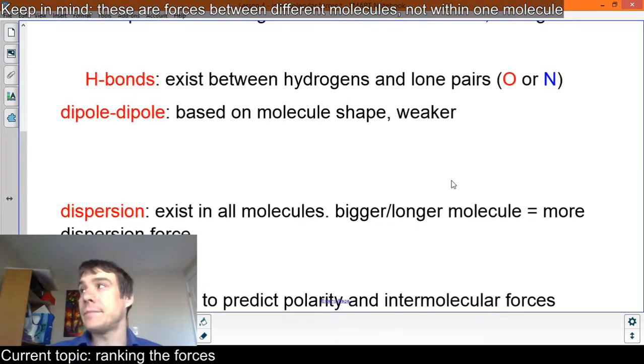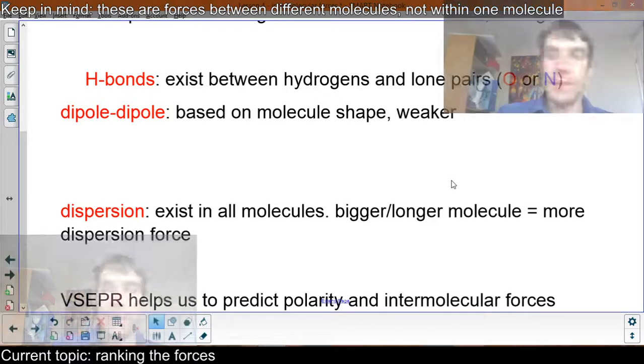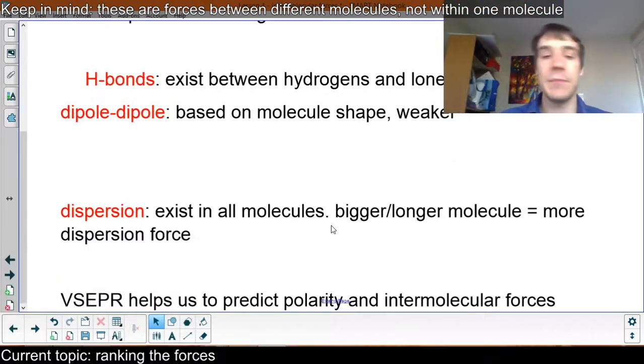And the last piece is the London dispersion force. Every molecule has a London dispersion force. Even something as small as helium has a London dispersion force. Every single molecule has those forces. And this thing called VSEPR helps us predict polarity and intermolecular forces. We're going to talk about VSEPR in the next video because this one got a little bit long.